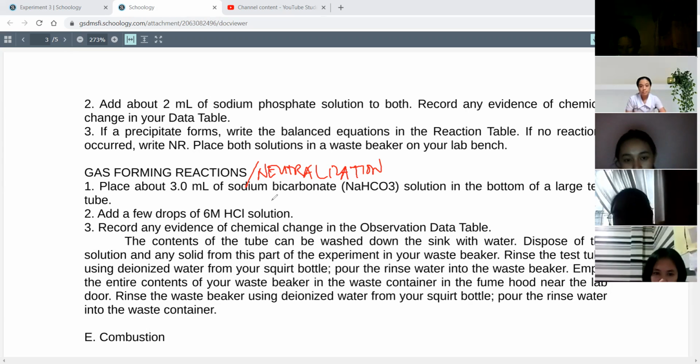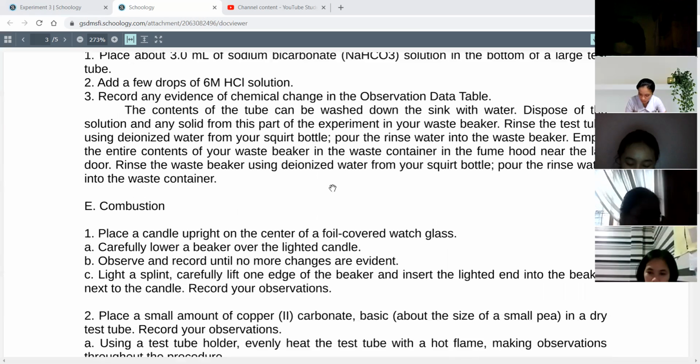So in this case, we have sodium bicarbonate solution, and it will be reacted with the hydrochloric acid. So that's a base. Sodium bicarb is a basic substance, while syempre hydrochloric acid is an acid. So yun yung gagawin natin supposedly for the gas-forming reaction. We will really see here formation of gas or formation of bubbles.